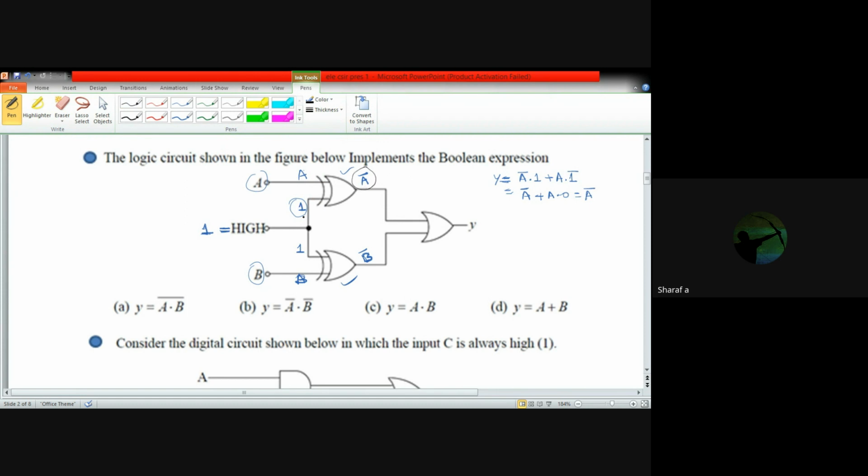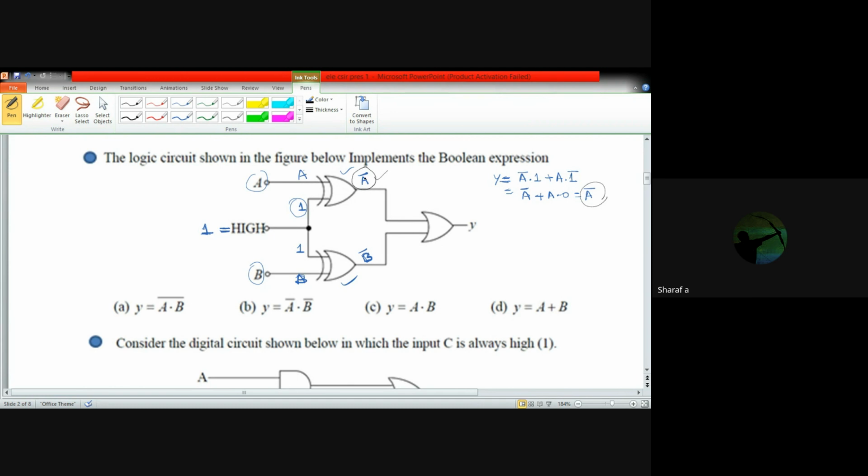Similarly, you can consider 0. If one of the inputs is 0, then the output of the XOR gate will be the other input. This is the conclusion that you can get from here. So if one of the inputs is high, then you will get the complement of the other input. If you know that, then you can directly answer. These kinds of tricks, if you use them in examination, let you do all the problems in a much faster way. So this is the result of the XOR gate.